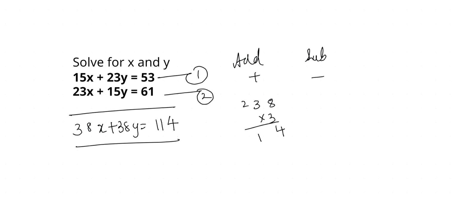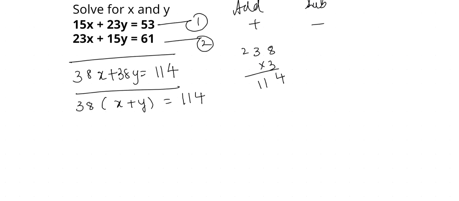See? So I can take out 38 common. 38 into x plus y is equal to 114. All right. So 38 into what will give you 114? 38 into 3. 38 ones are 38, 3s are 114. So x plus y is equal to 3.